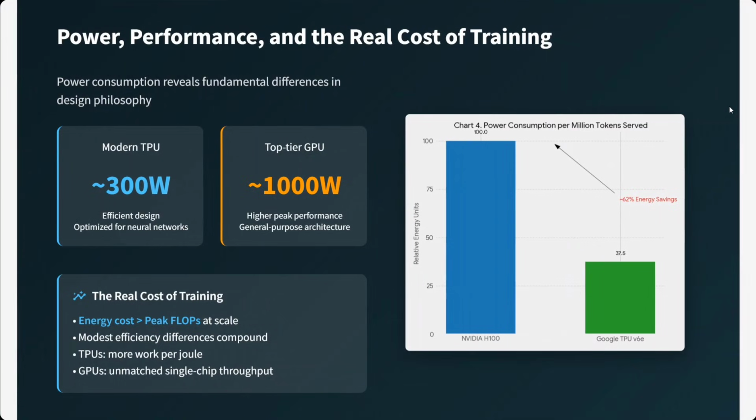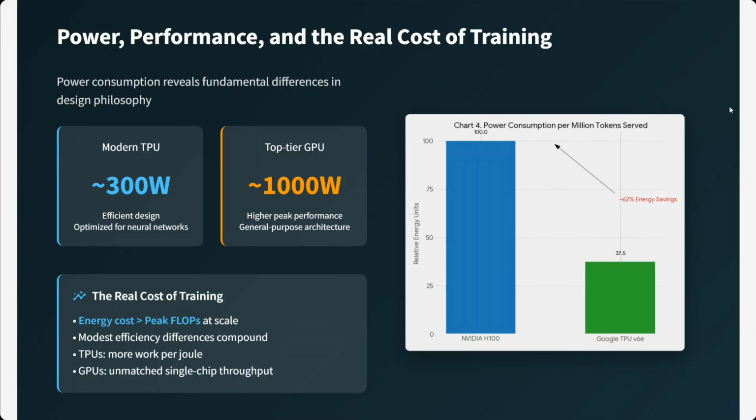Power, performance, and the real cost of training. When you look at a modern TPU, it consumes about 300 watts, an efficient design optimized for neural networks. While if you look at a top tier GPU, it consumes 1000 watts. Higher peak performance, general purpose architecture. What is the real cost? I think energy consumption matters more than peak flops at scale. Modest efficiency differences compound. TPUs do more work per joule. I think this is more important.